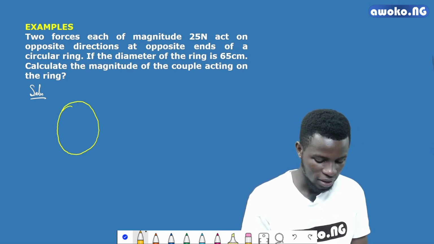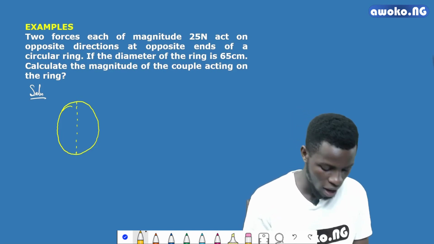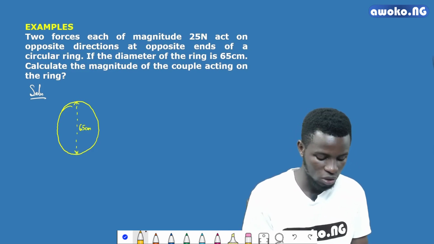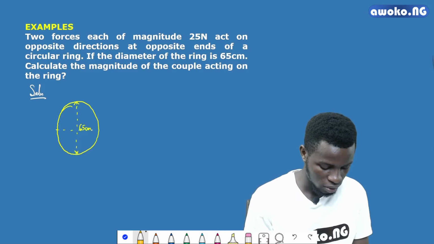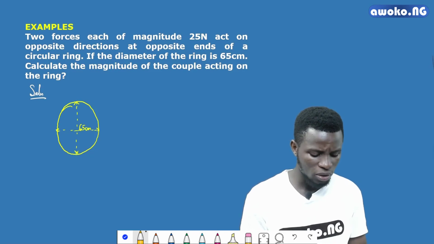We said that the ring has a diameter. The diameter is a straight line that cuts a circle into two equal halves. So the diameter of this ring is 65 centimeters. It could be this way, it could be this way, that's still the same thing. So this is the diameter of the ring. We have to calculate the magnitude of the couple.